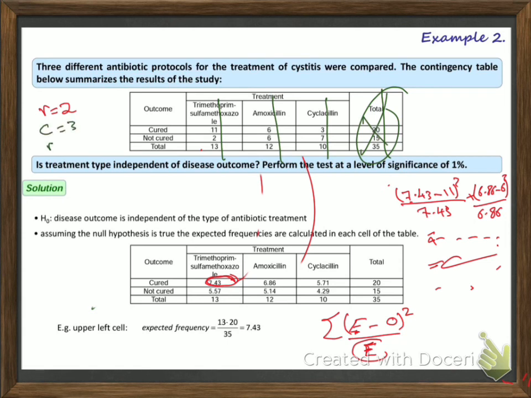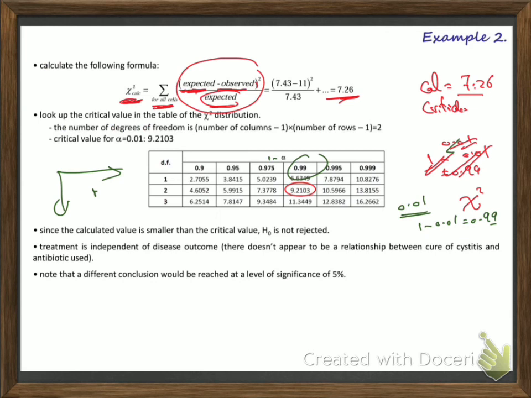So it will be R minus 1 times C minus 1. Number of rows minus 1 times the number of columns minus 1. So I have 3 by 2. It will be 2 by 1. Okay, so this minus 1 equals 2. Minus 1 equals 1. It will be 2 times 1 equals 2. Okay, so this will be my degree of freedom. So coming to this table, I have degree of freedom 2.